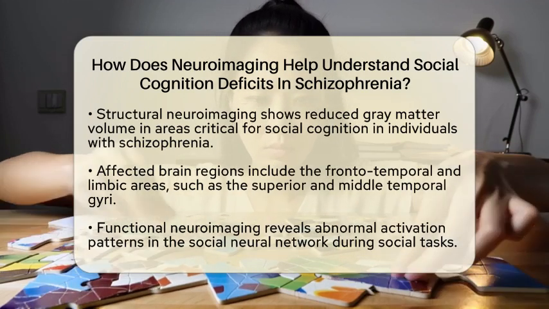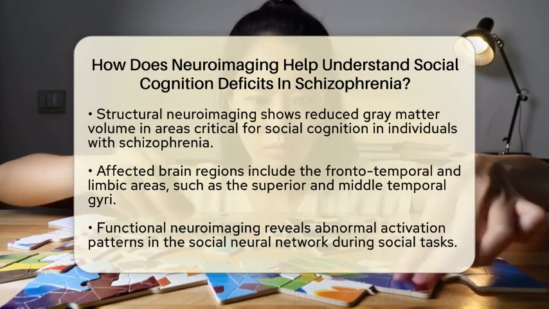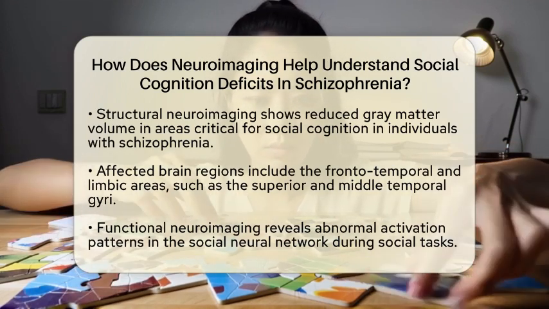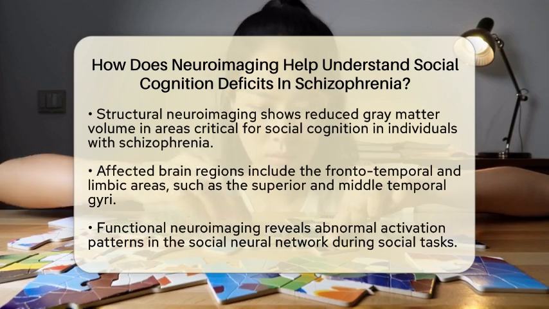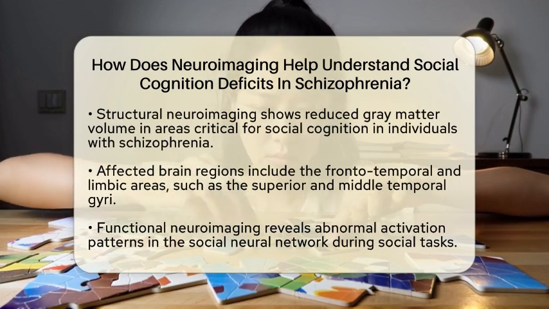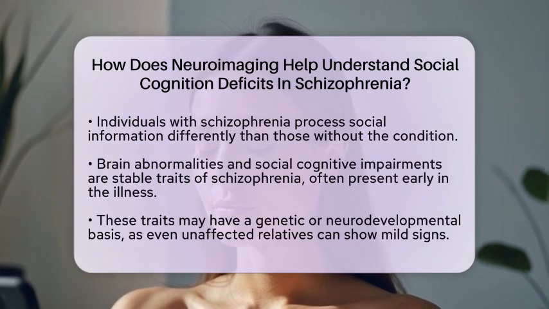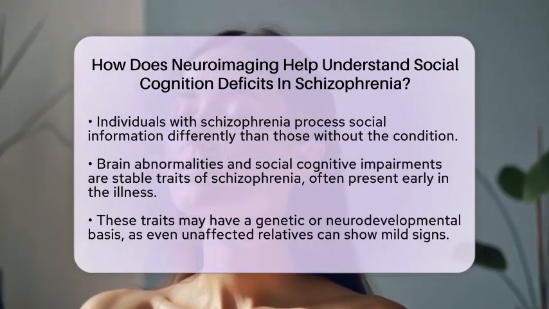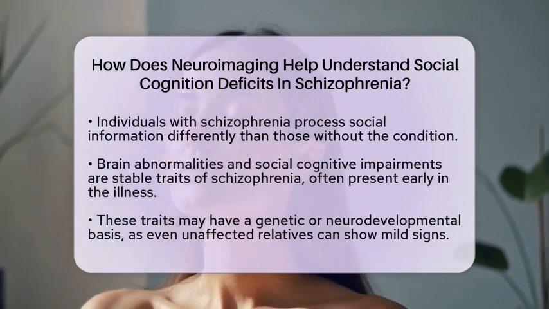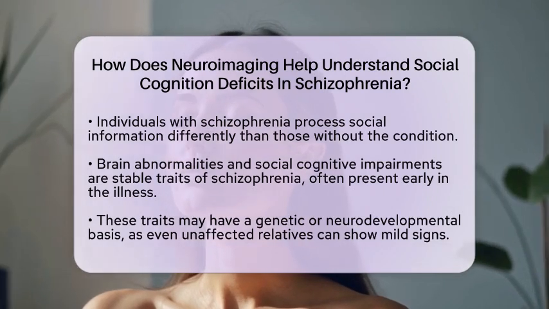others' mental states. On the functional side, neuroimaging studies reveal how the brain activates during social tasks. For example, when individuals with schizophrenia participate in tasks that involve social interaction, functional magnetic resonance imaging shows abnormal activation patterns in the social neural network. This means that their brains process social information differently compared to those without the condition. These functional changes can contribute to the social cognition deficits that many individuals with schizophrenia experience.